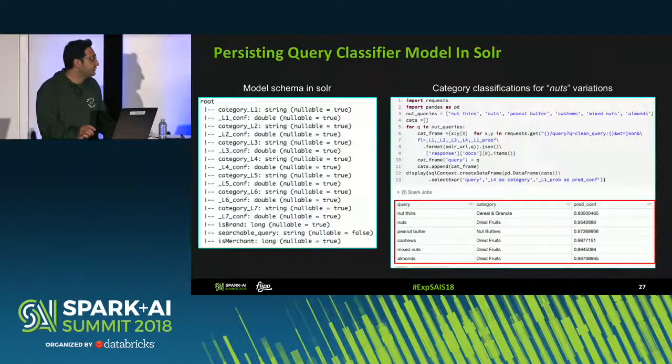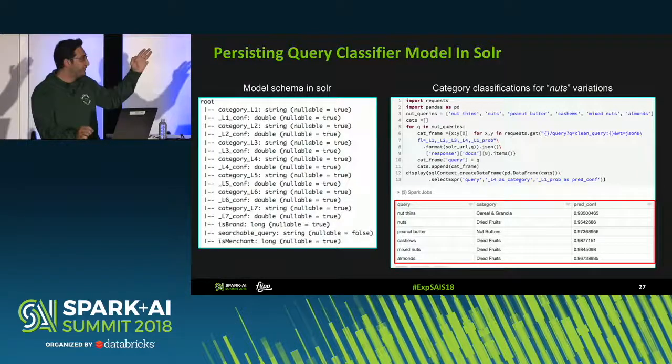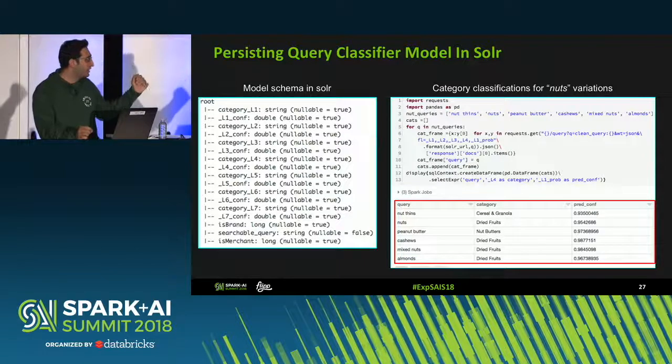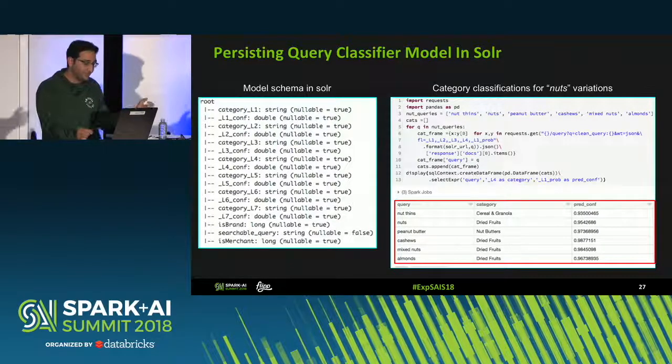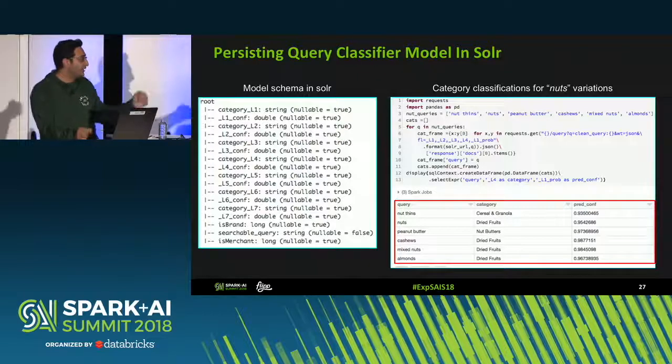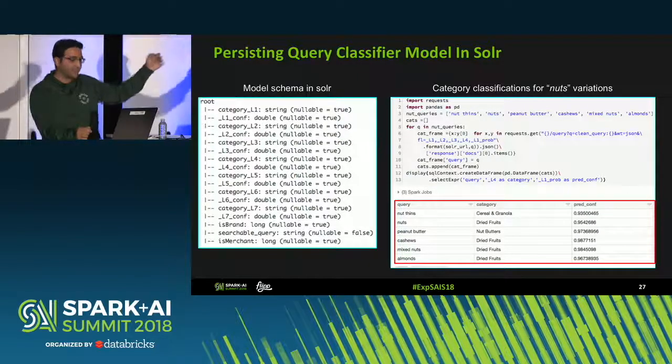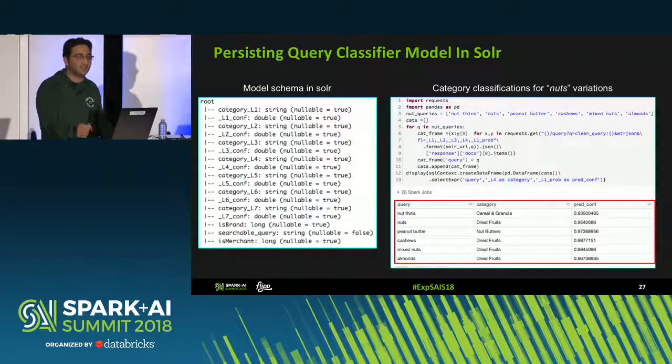As a result, you can see, now these are different variations of the word nuts. So you've got nut thins, you've got peanut butter. It was able to correctly categorize nut thins as cereal and granola. And it was able to figure out that peanut is not actually a dried fruit, but it's nut butters. And over there on the rightmost side, we have the prediction confidence, which tells us how confident we were in these predictions.